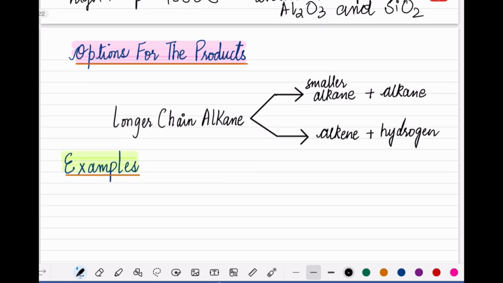Now, there are two options for the products during cracking. A longer chain alkane is cracked down. There are two options. The first option is that a smaller alkane is formed with an alkene. And the second option is that an alkene is formed with the evolution of hydrogen gas.